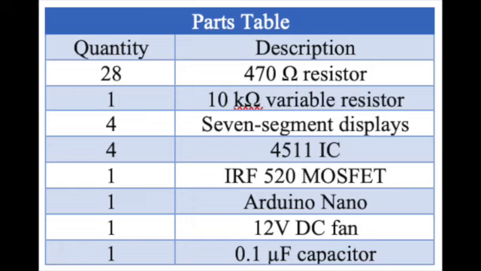This project mainly consists of 28 470 ohm resistors, one 10K ohm variable resistor, 4 7-segment displays, 4 4511 integrated chips, one IRF520 MOSFET, one Arduino Nano, one 12-volt DC fan, and one 0.1 microfarad capacitor.